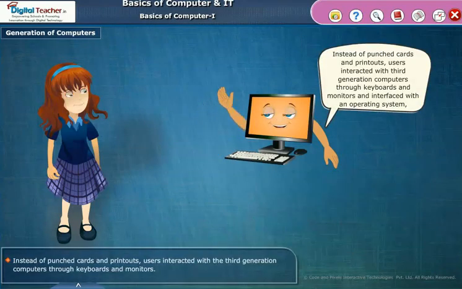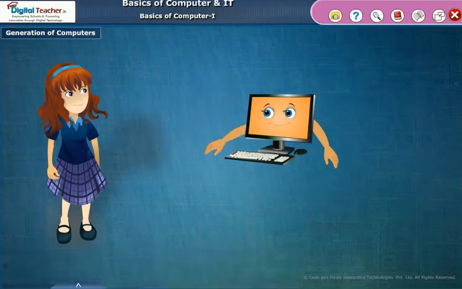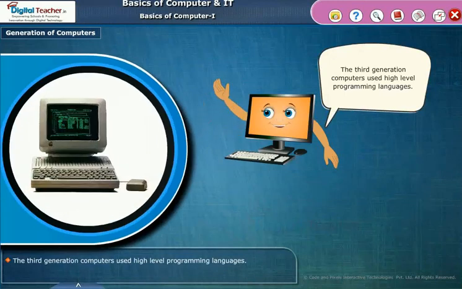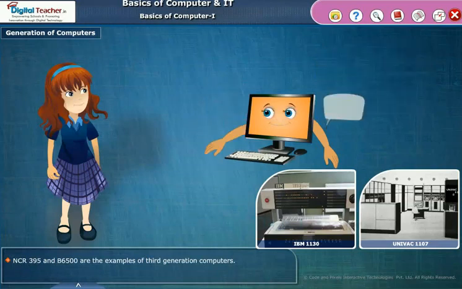Instead of punched cards and printouts, users interacted with third-generation computers through keyboards and monitors and interfaced with an operating system, which allowed the device to run many different applications at one time with a central program that monitored the memory. The third-generation computers used high-level programming languages. IBM 1130 and UNIVAC 1107 are the examples of third-generation computers.